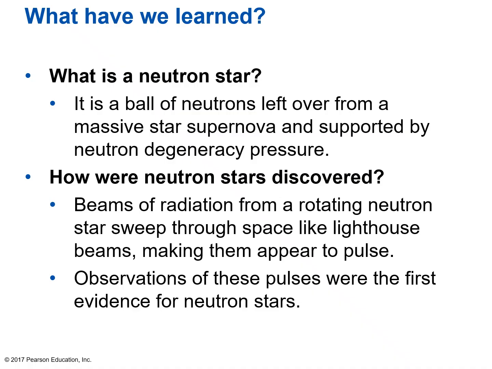And that is the end. Short section, but that's it for neutron stars. So what have we learned? What is a neutron star? It's a ball of neutrons left over from a massive star supernova and supported by neutron degeneracy pressure. How were neutron stars discovered? Beams of radiation from a rotating neutron star sweep through space like lighthouse beams, making them appear to pulse. Observations of these pulses were the first evidence for neutron stars.